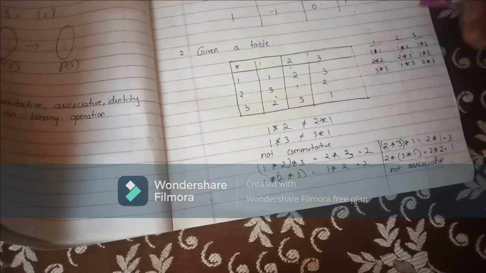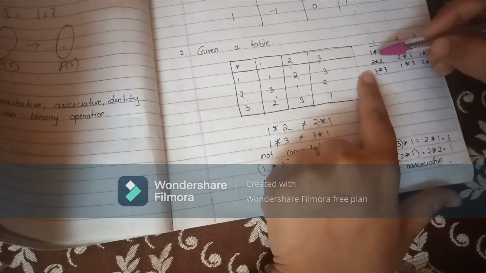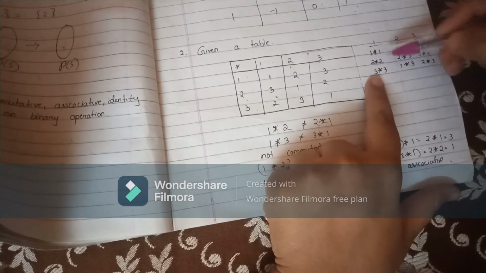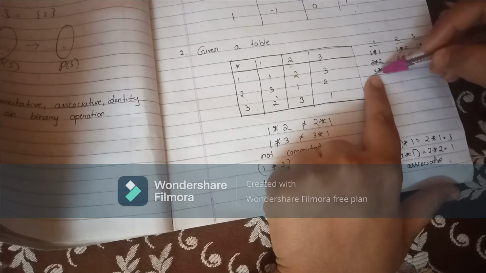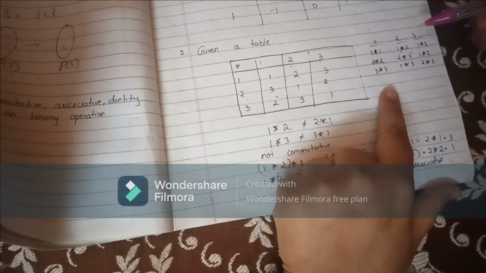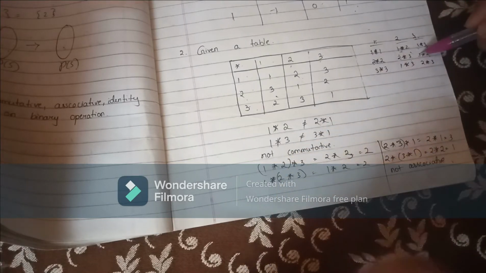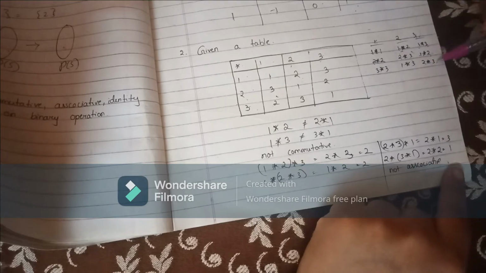So what I did is, first, this is the answer we are getting in the table. I found that 1 star 1 gives us 1, 2 star 2 gives us 1, and 3 star 3 gives us 1. Now we don't know what the identity is, we have to find it, if anything exists. Now if we do 1 star 2, we get 2, 2 star 3 we get 2, 1 star 3 we get 3, and so on.